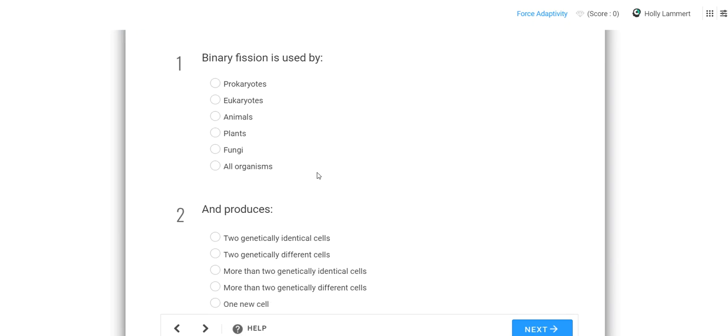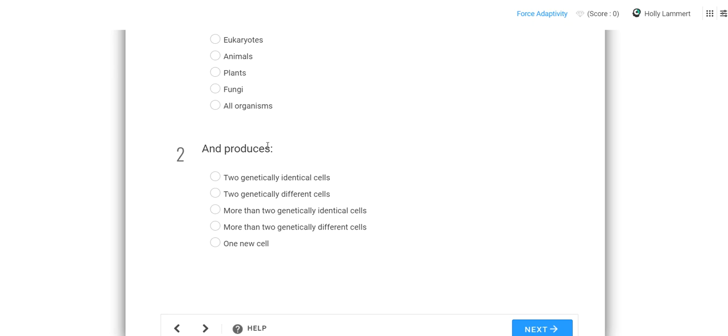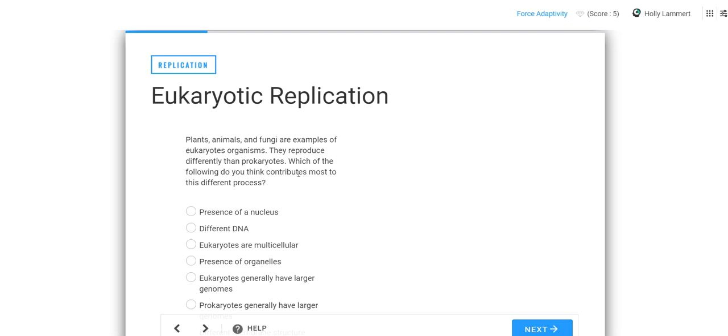All right, so let's continue. Now we can answer these questions. Binary fission is used by prokaryotes and produces two genetically identical cells. All right, so that's correct, but what about eukaryotes?